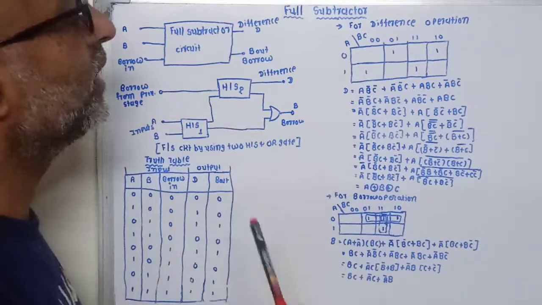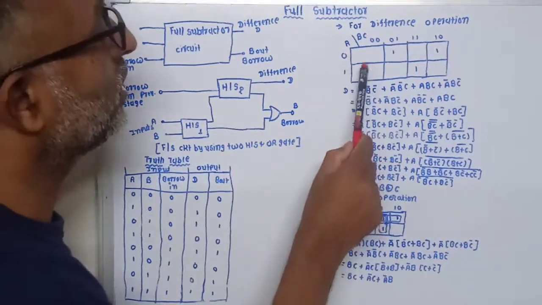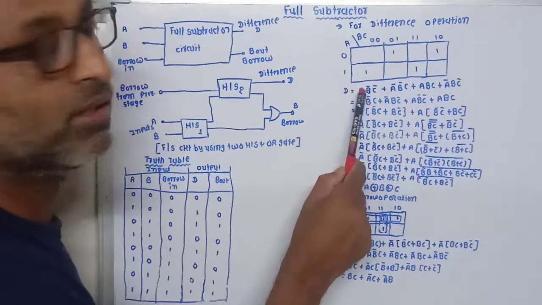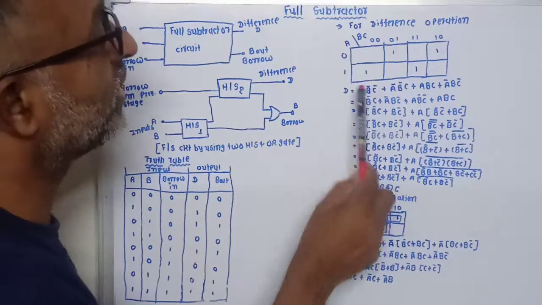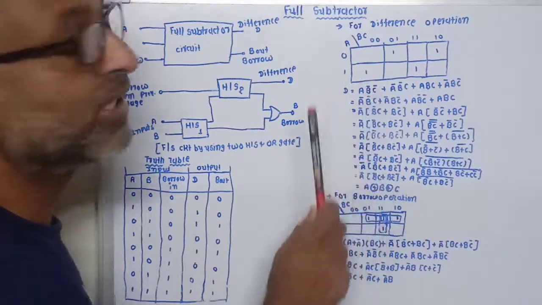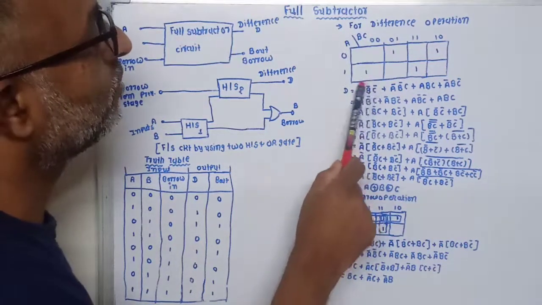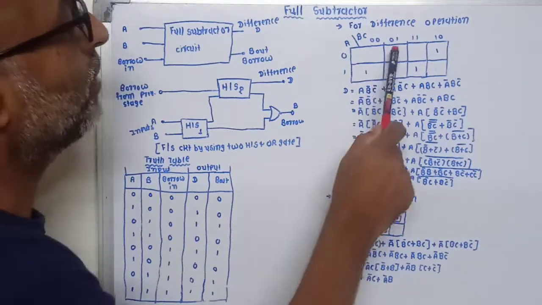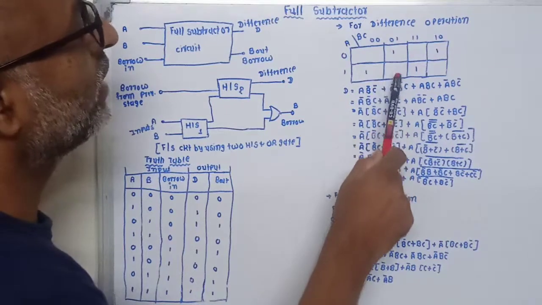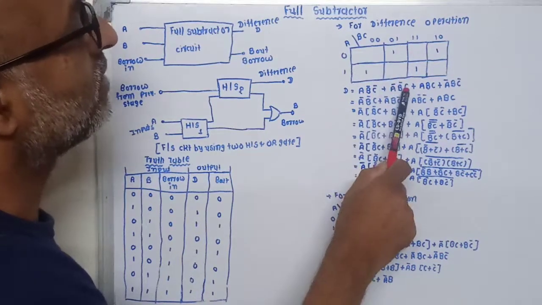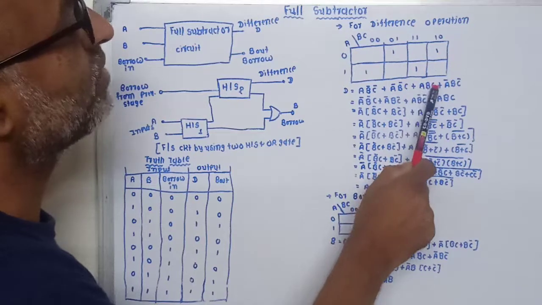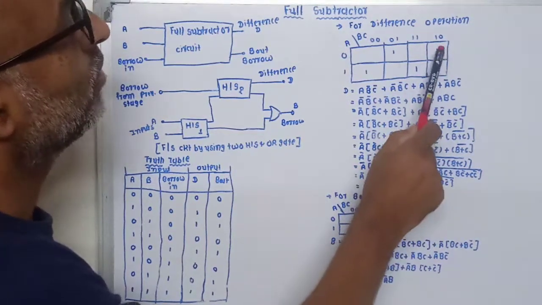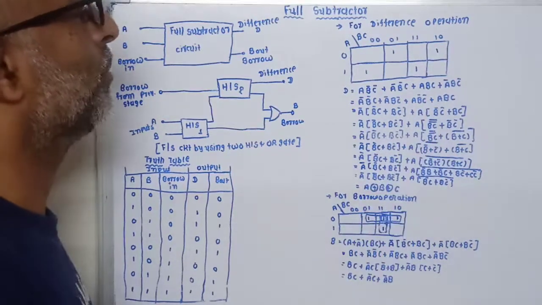Now we can write the equation from this table. For this 1 we require A 1, B 0, C 0, so I am writing A, B bar, C bar. So our first expression for this one is A, B bar, C bar. Accordingly, for this one A bar, B bar, C. For this one A, B, C. And for this one A bar, B, C bar.